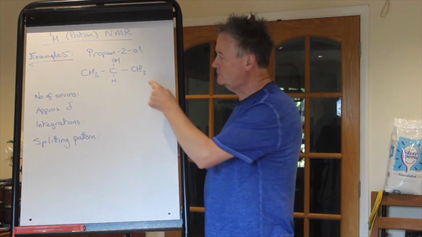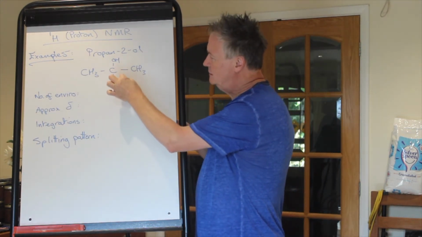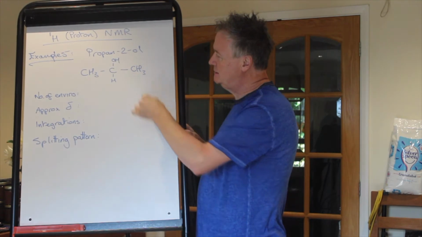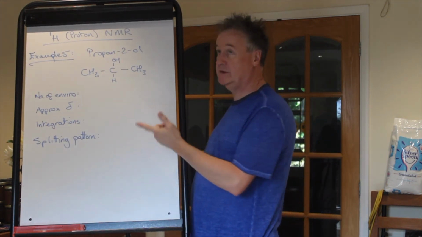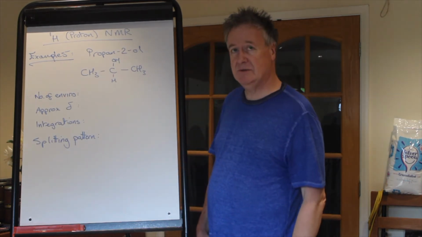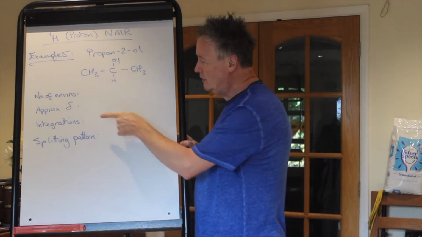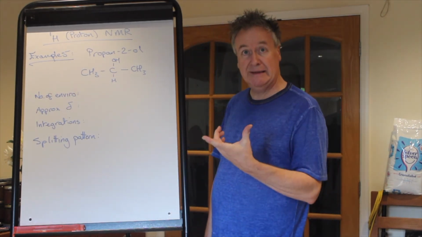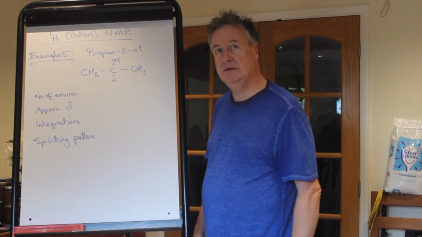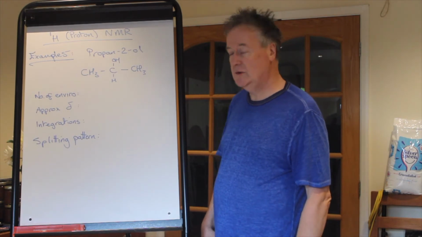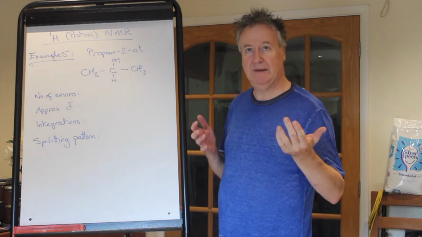Propan-2-ol. Drawn out, a slightly awkward structure: CH3, carbon in the centre with a hydrogen and an OH, and then CH3. So, what you need to do: how many environments for the hydrogens, approximate chemical shifts of those environments, so there'll be a range for each one. What will the integration, meaning the hydrogen counting, be for each one of those? And then, for each one, what splitting pattern will you have? Will it be a singlet, a doublet, triplet, quartet, multiplet?